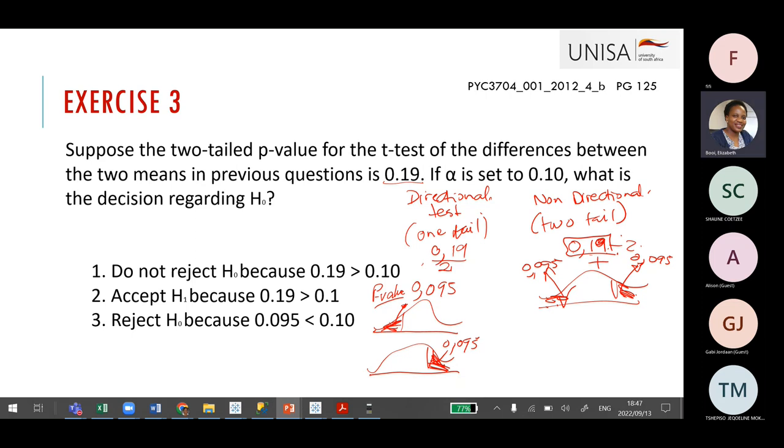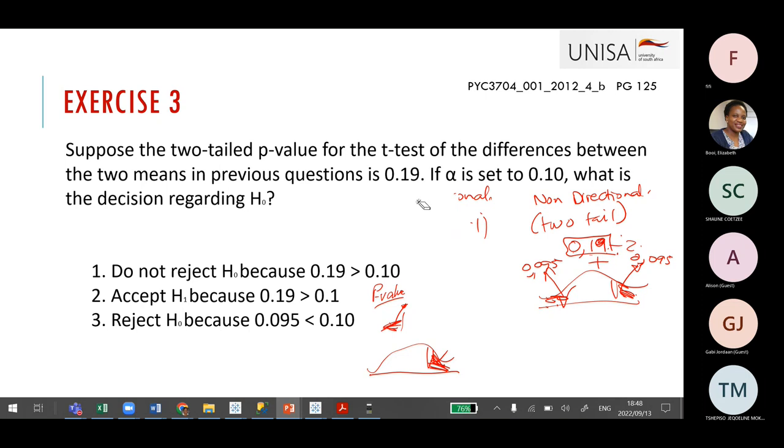So those are the things that I wanted to explain when it comes to the p-value. You need to remember this, because sometimes in your exam and in your assignment, they might ask you, if I was given a p-value from a two-directional or two-tailed test, what will be my p-value for a one-directional test? Or if I have a one-directional test p-value of this much, what will be my two-directional test p-value? You need to know the concept of calculating for both of them, right?